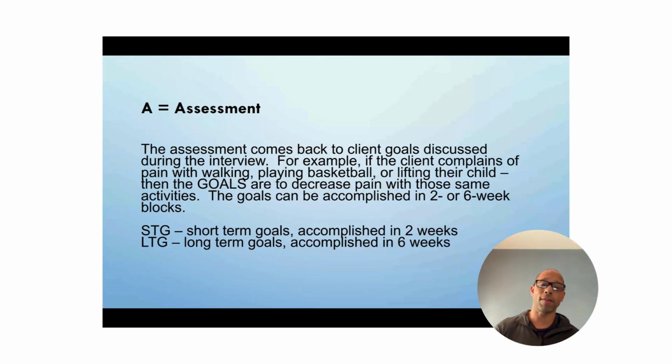So, if they're at a 7 out of 10 while they're walking, with their calf muscles at 7 out of 10 in pain, we're going to try to decrease it to like a 3 out of 10, a 2 out of 10, or something like that. And we're either going to use like a 2-week block or a 6-week block with them and say our short term goals are 2 weeks or less. Long term goals are going to be like 6 weeks or more.